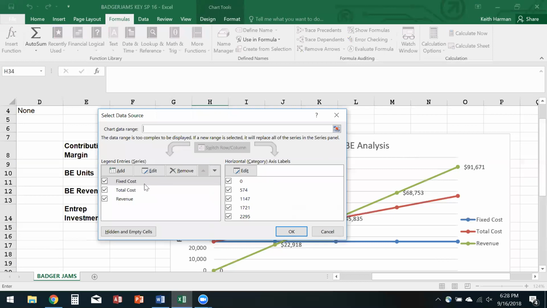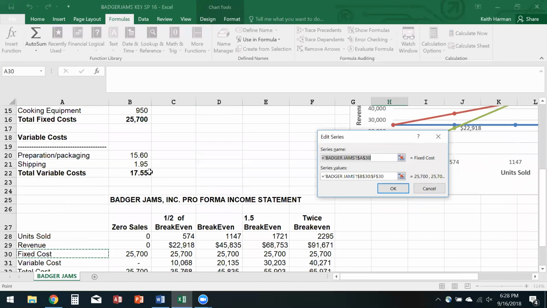Okay. Now we can kind of take this apart by looking at, and we'll click on fixed costs, and we'll edit. And here we have a series, and that's the Badger Jams, and that's that. And this refers to that phrase, fixed cost, that name. And then here's where we got the data, the series values. And notice it shows us Badger Jams B30 through B50, and notice it starts to give us those amounts.